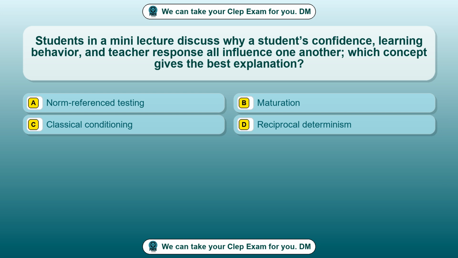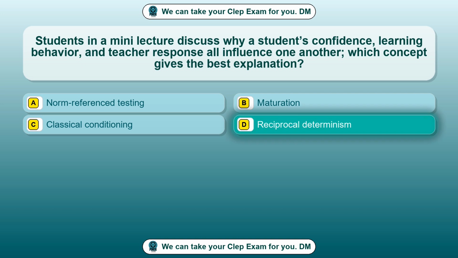Question 11. Students in a mini-lecture discuss why a student's confidence, learning behavior, and teacher response all influence one another. Which concept gives the best explanation? Option A, norm reference testing. Option B, maturation. Option C, classical conditioning. Option D, reciprocal determinism. The correct answer is option D, reciprocal determinism.